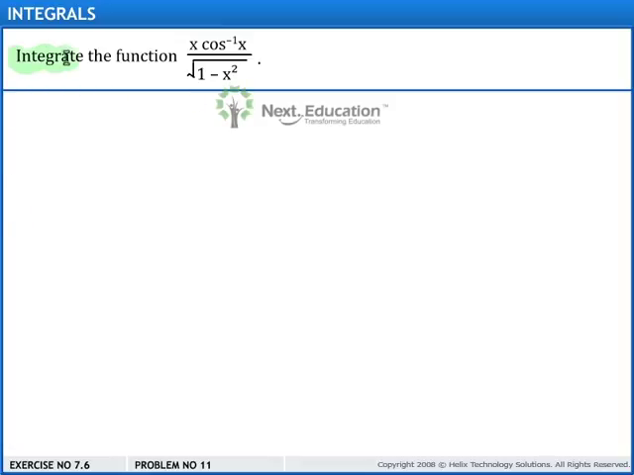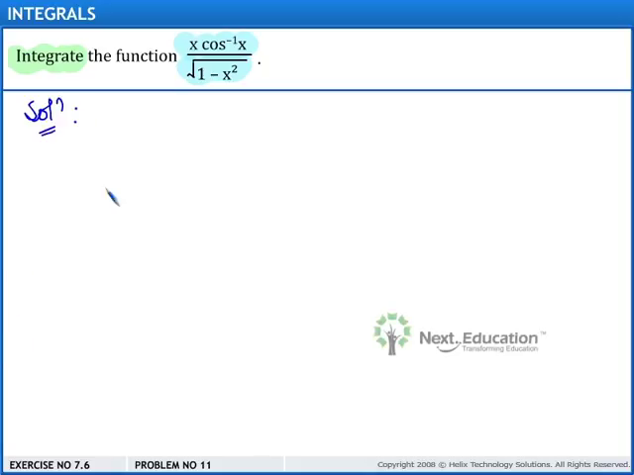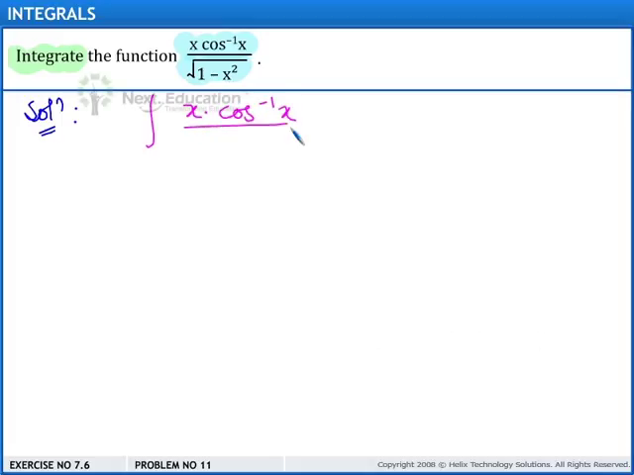We have to integrate the function x cos inverse x divided by square root of 1 minus x square. Let's begin with the solution. So we have to evaluate the integral of x into cos inverse x divided by square root of 1 minus x square with respect to x.